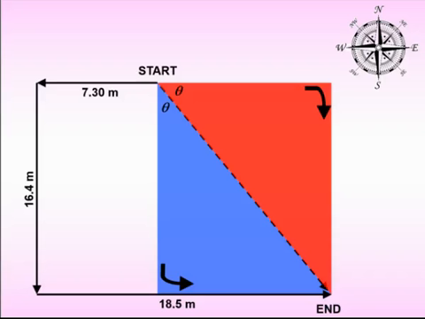So this is 16.4 meters. And what's 18.5 minus 7.3? 11.2. Again, whether it's correct or not to scale, we don't care as long as we have a diagram.